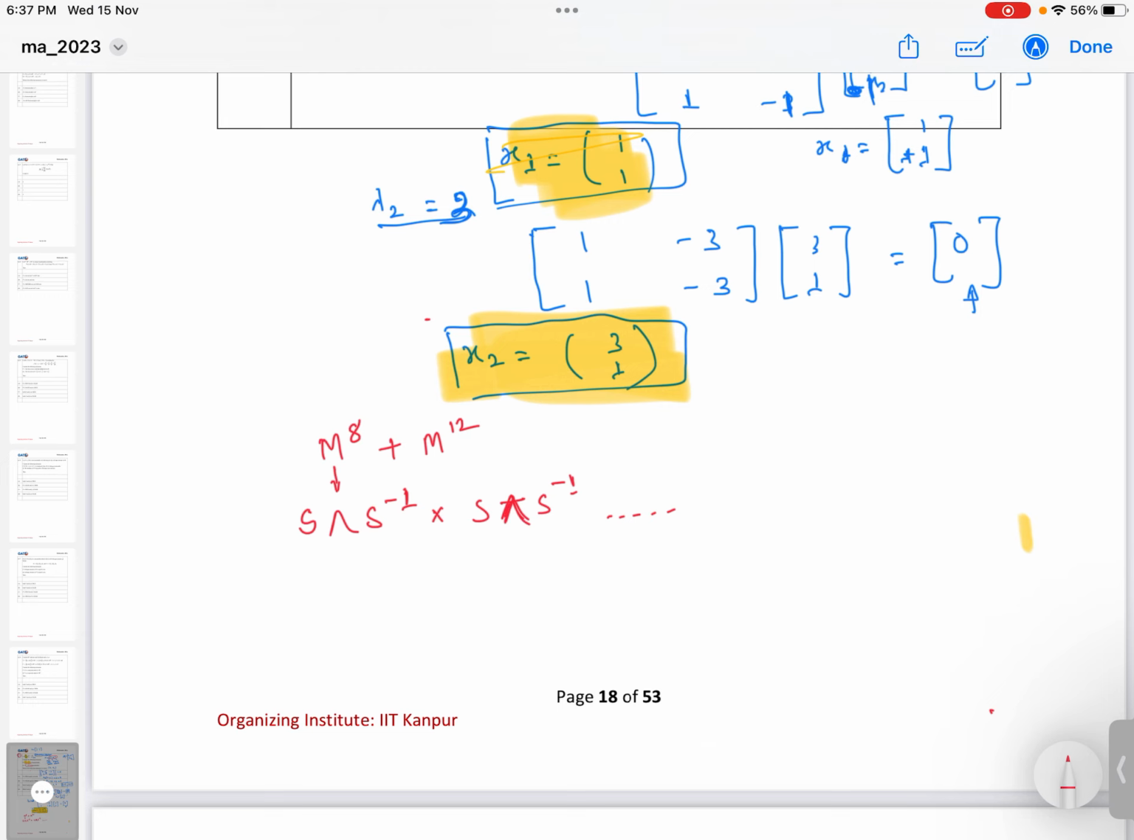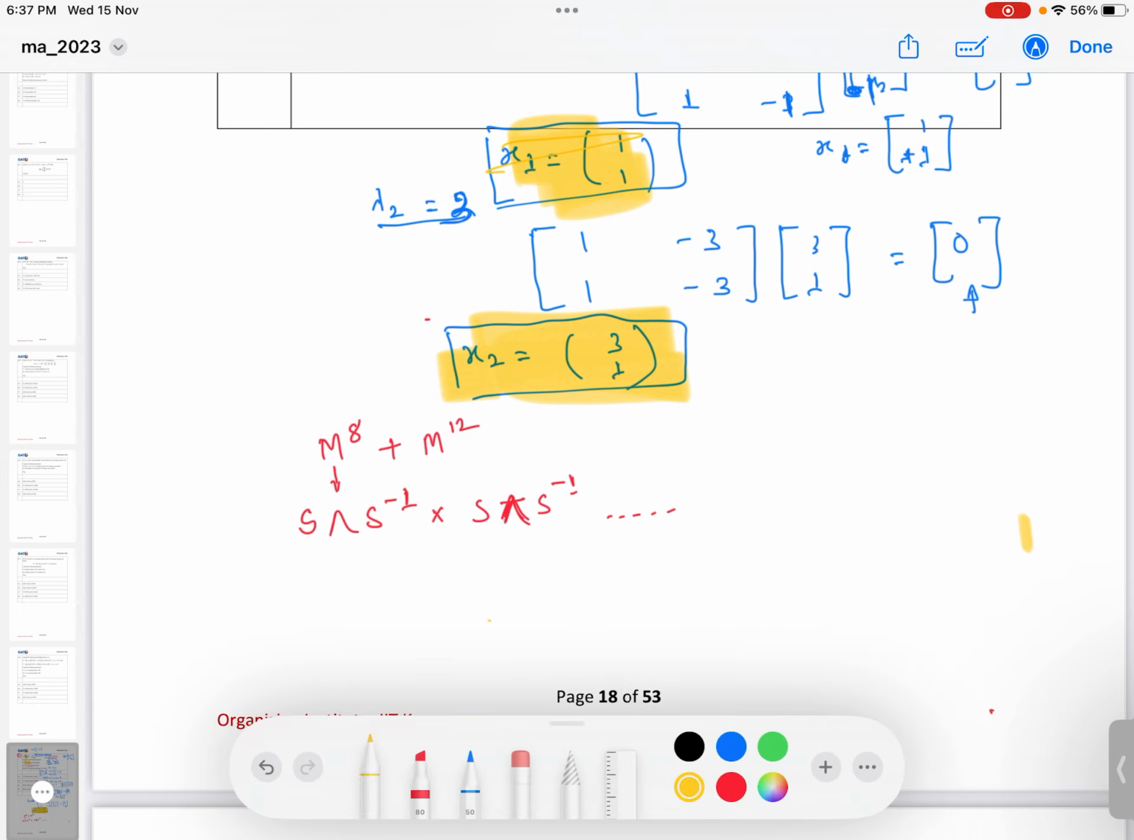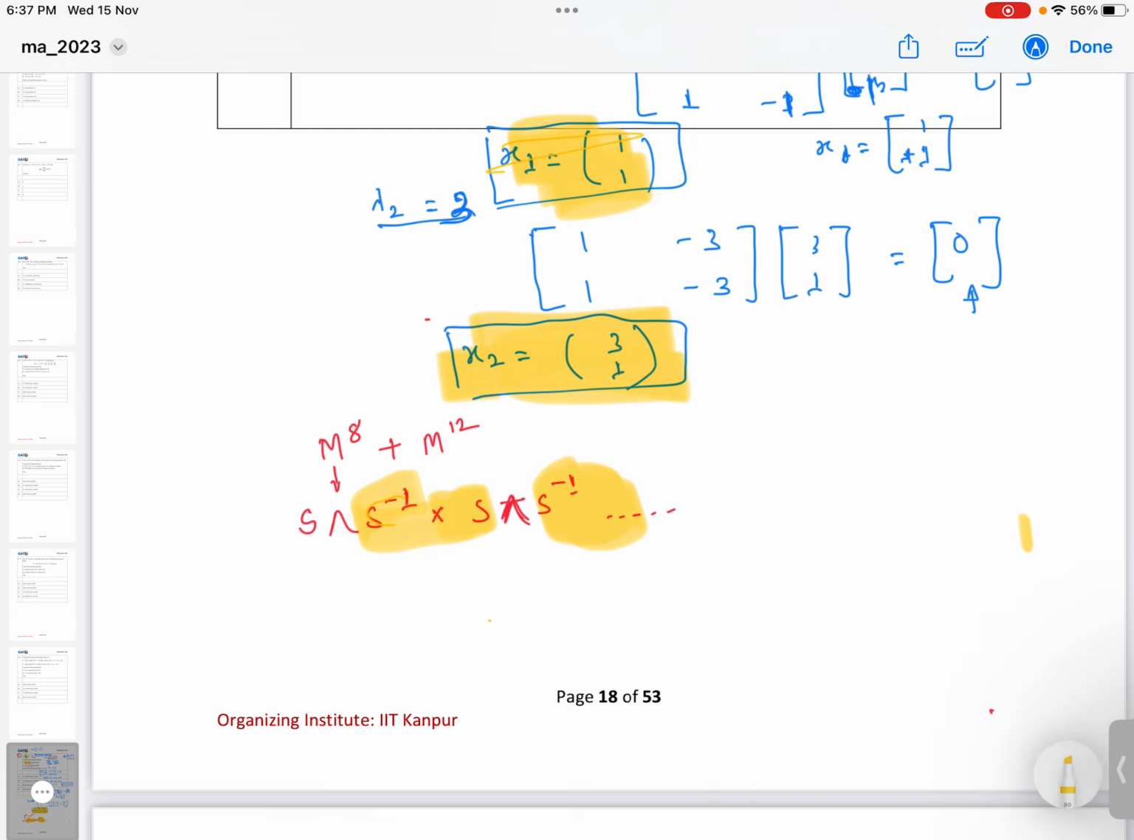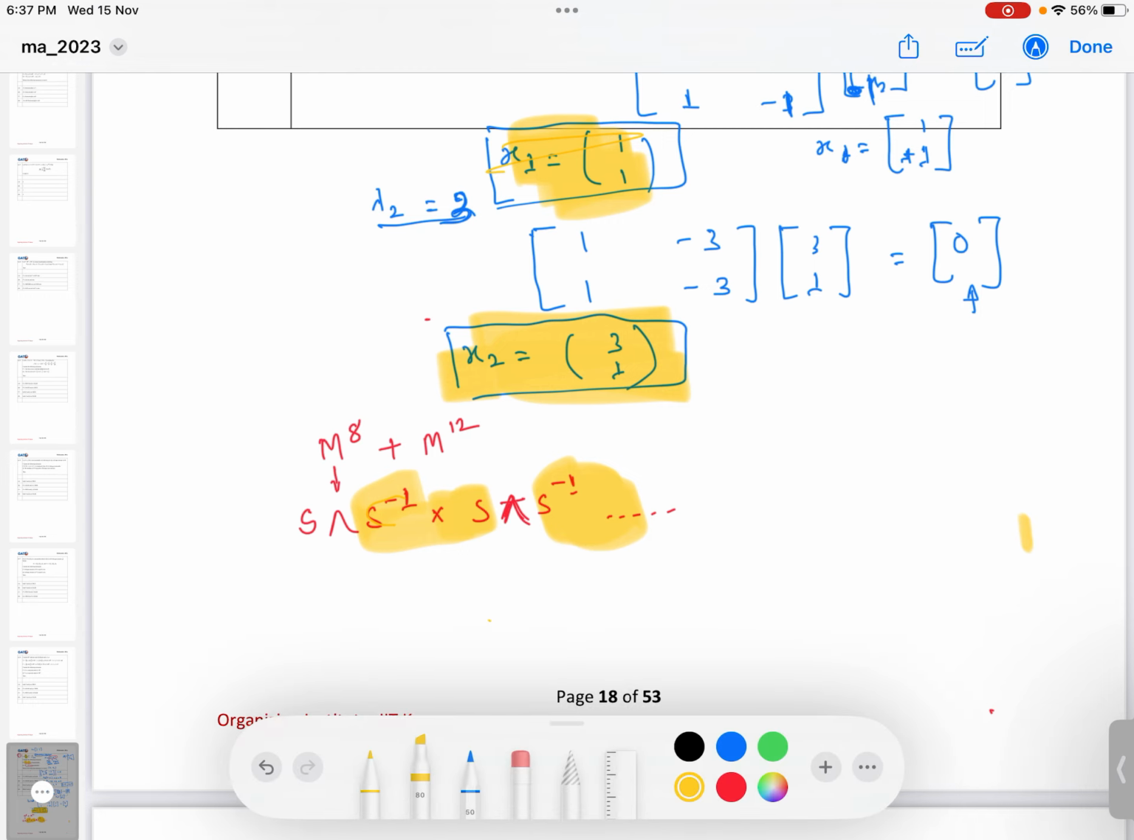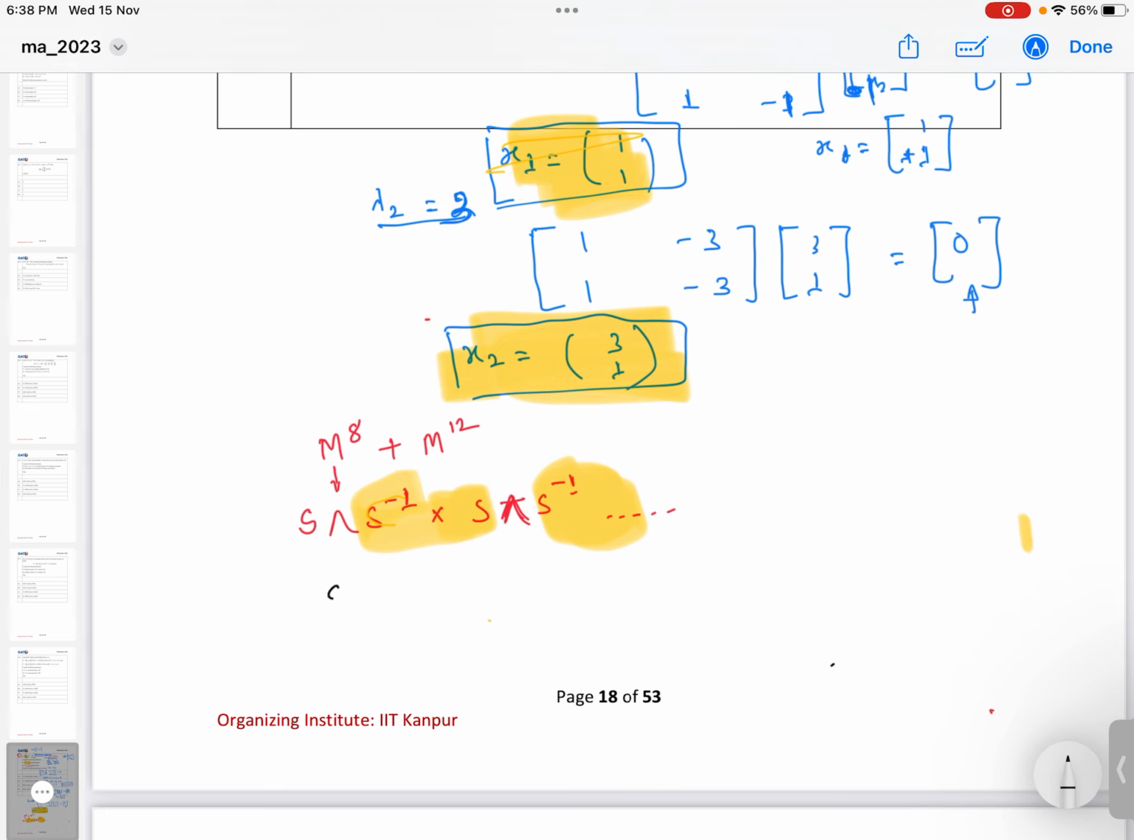Now if you observe this thing, this one, S inverse S, what will it be? It will be simply identity, right? Again, here also you will encounter this S inverse S. So what will be the form of M to the power 8? It will be simply S lambda to the power 8 and S inverse. So this is M to the power 8.